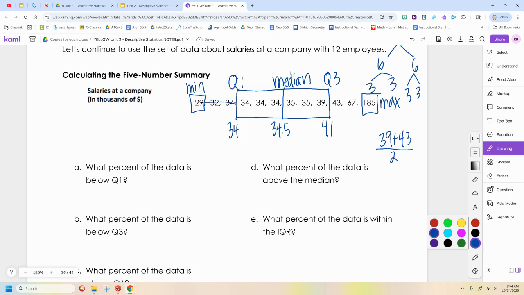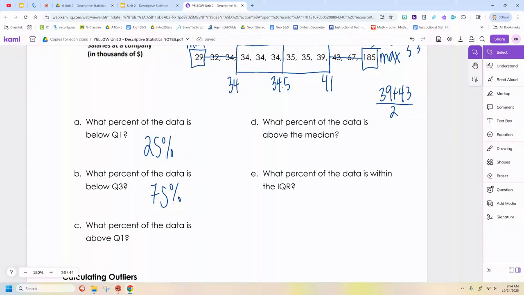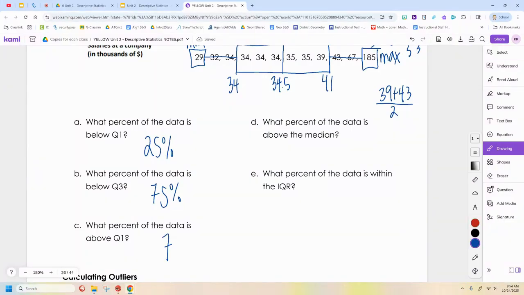And so we can actually see the box and whisker come alive if we do something like this, right? On our data. We know that's breaking it into quarters, 25%. So what percent of the data is below Q1? 25%. What percent of the data is below quarter 3? So 3 quarters have already happened, 75%. What percent of the data is above Q1? That is also 75%. What percent of the data is above the median? 50%. And then the data within the IQR.